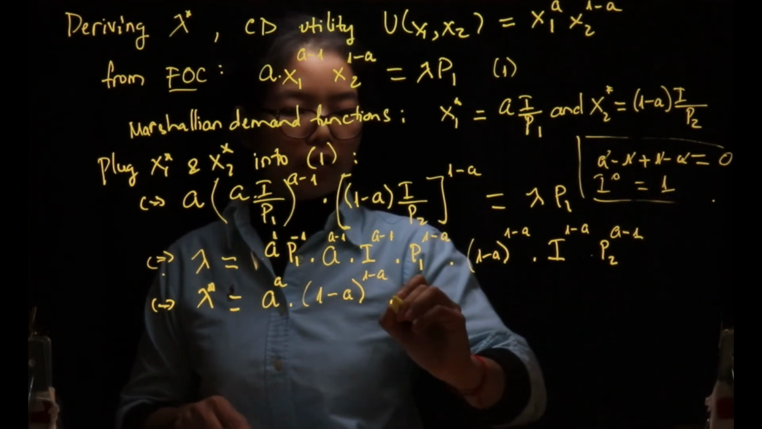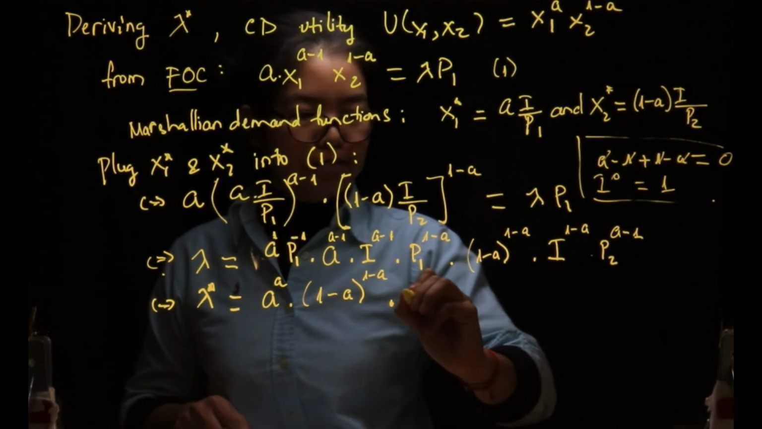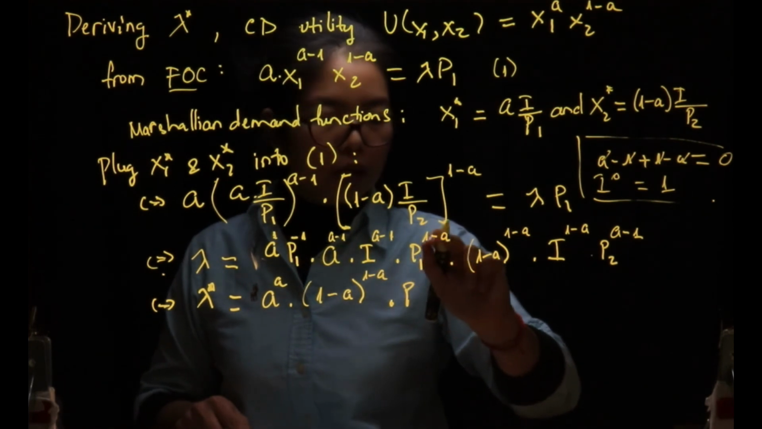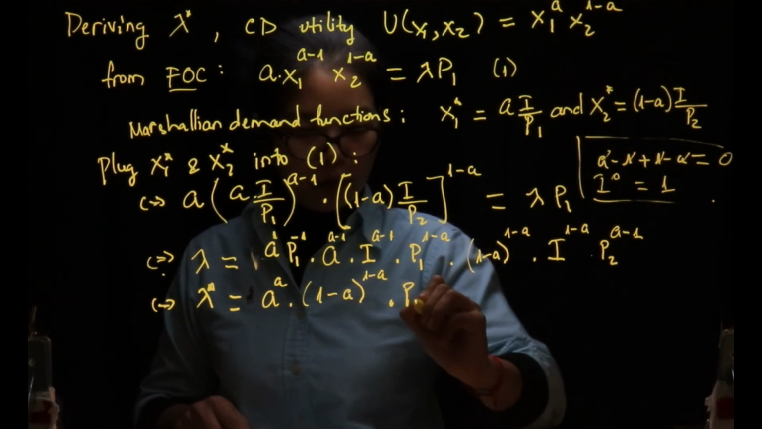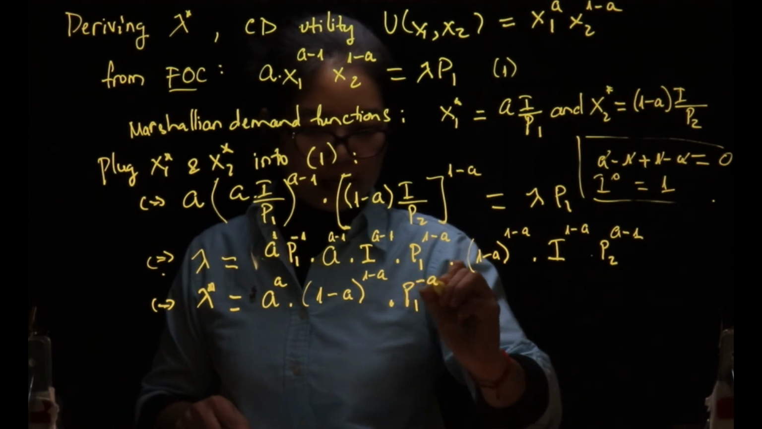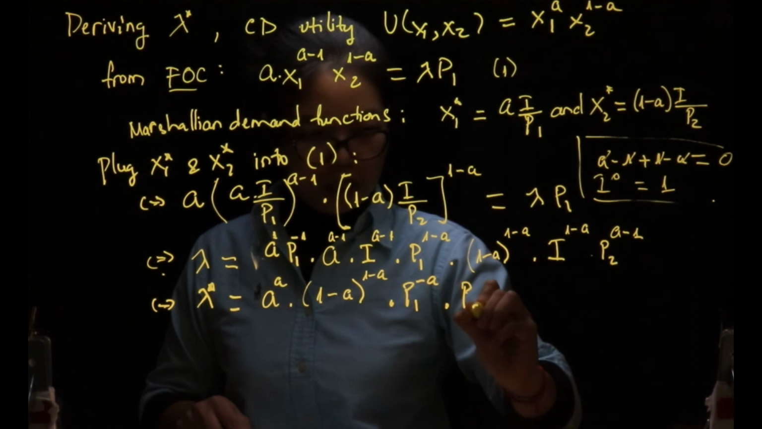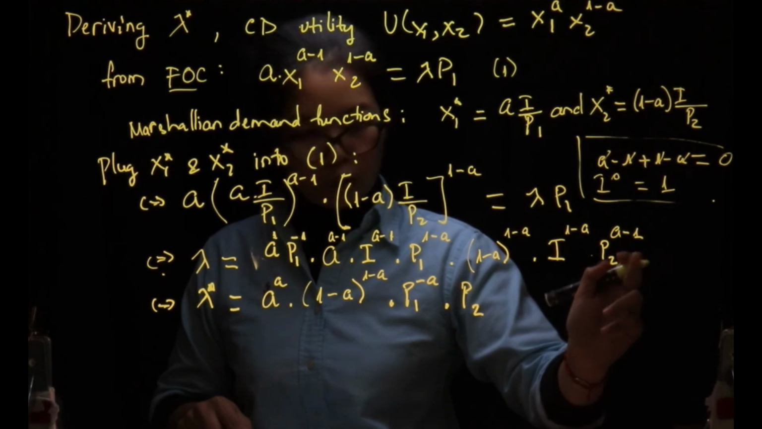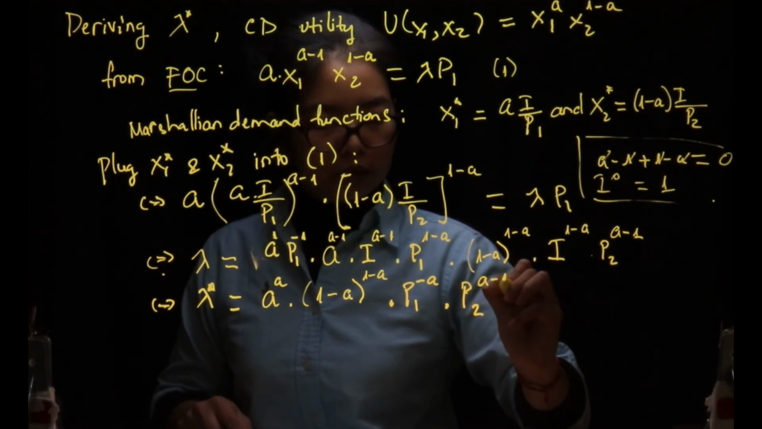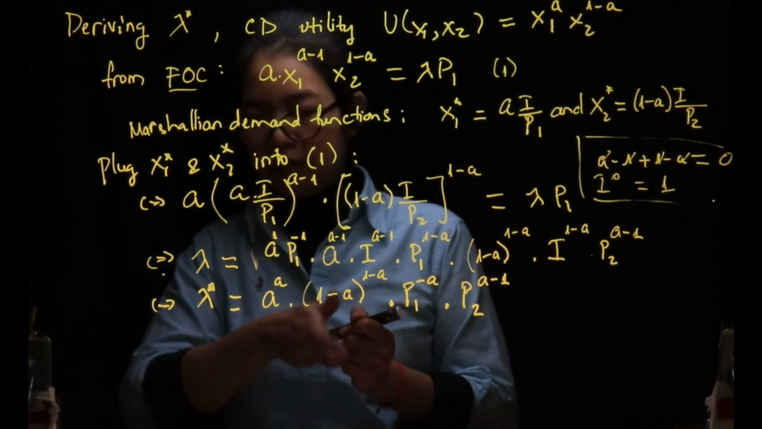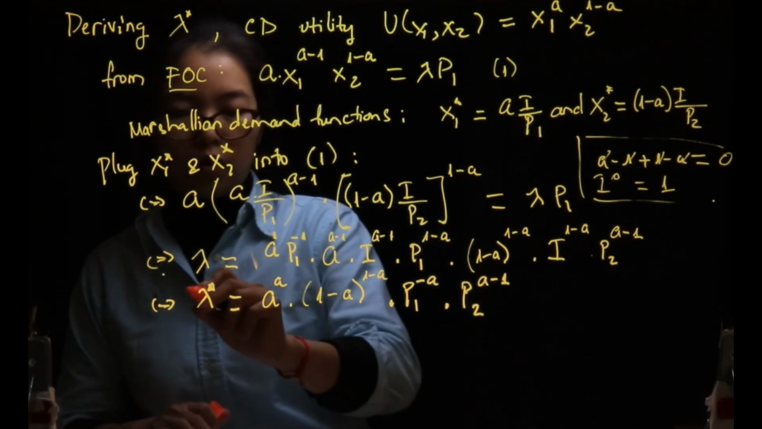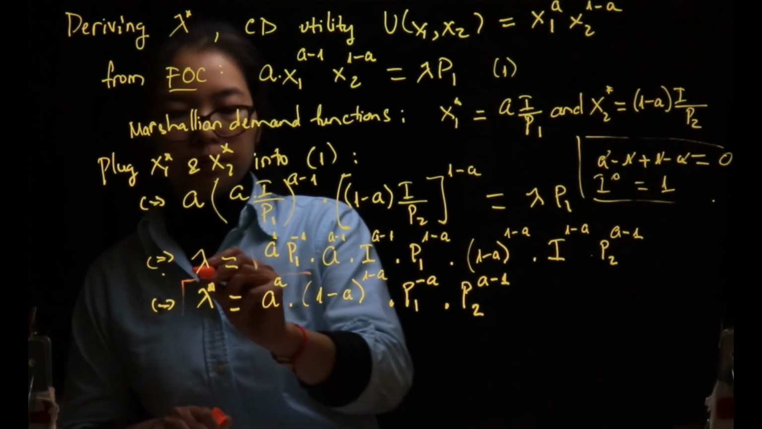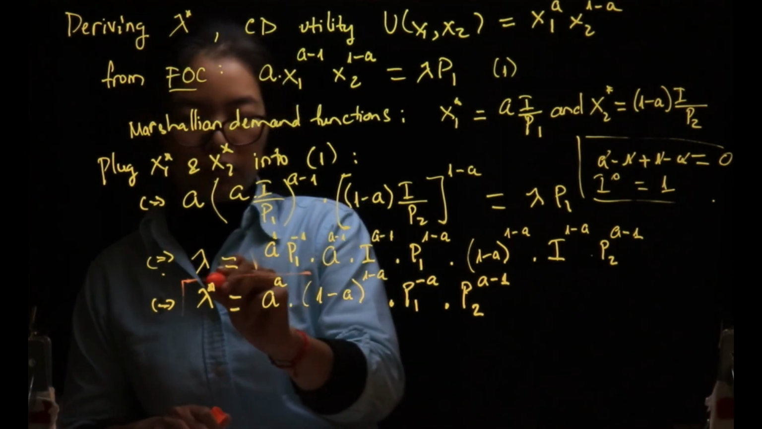We don't have to write it out there. So it comes to P1 to the power of minus 1 plus 1 minus a. So that is P1 to the power of minus a. And times P2 to the power of a minus 1 remains the same. And this is the solution for lambda, if we want to solve it for the maximization.